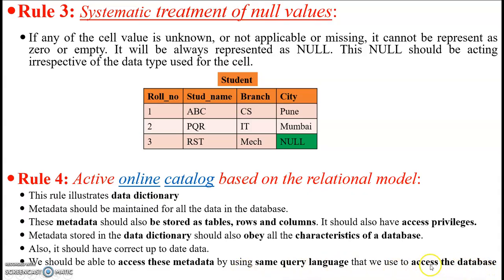the database. If we have seen in the earlier rule, we saw that if we want to access a record, we need a table name, we need a primary key, we need some attribute name. Obviously, in a similar manner, if we need to access the metadata as well, we need these three things. And these are happening in the query language.